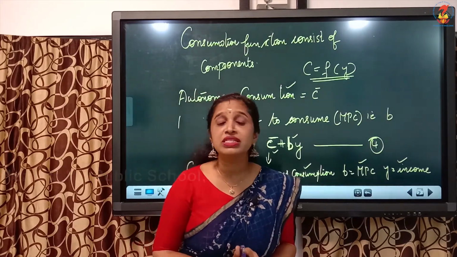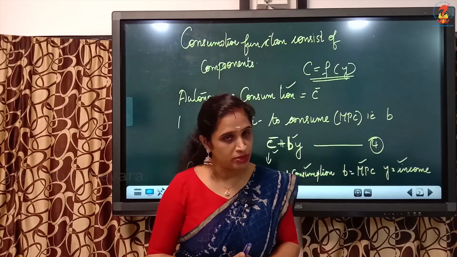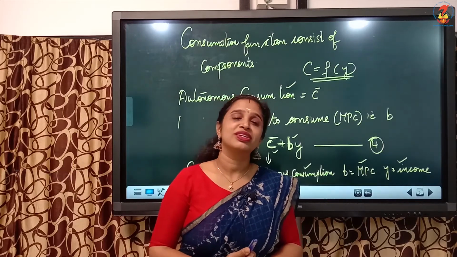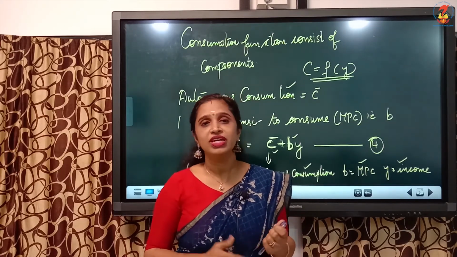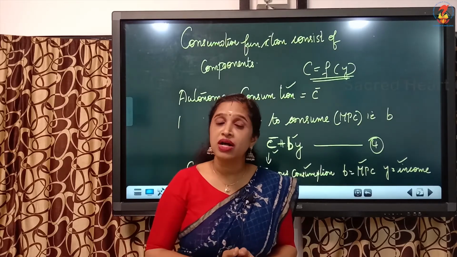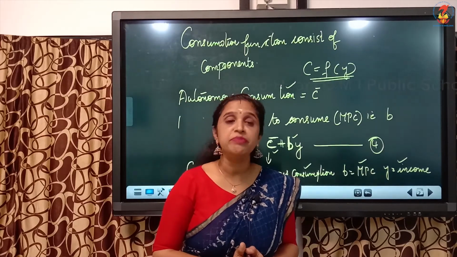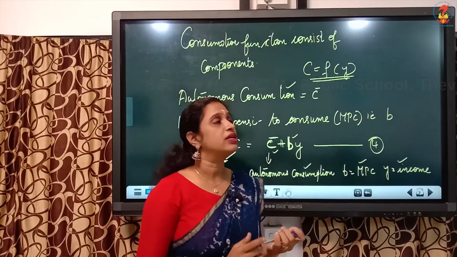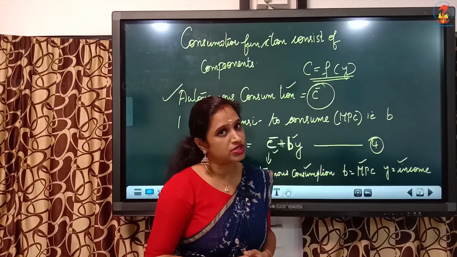Even at zero level of income, there is a minimum level of consumption happening in the economy, because people cannot live without consuming. How do they meet this level of consumption? From their past saving. Therefore, even at zero level of income, there is a minimum level of consumption, which can be termed autonomous consumption. Autonomous consumption is denoted by the letter C bar. So, that is one aspect of the consumption function.